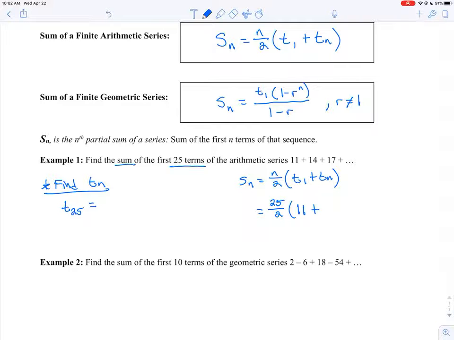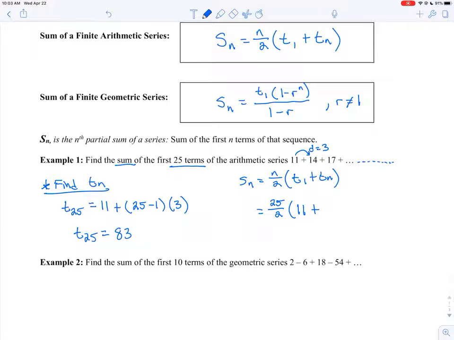We'd say t sub 25 equals t sub 1, which in this case is 11, plus n minus 1, so 25 minus 1, times d. D in this case equals 3, so this would be all times 3 on the outside. We solve that out, obviously doing the 24 times 3 first, and then adding 11 to that. We should get 83. That means that if this kept going and we got to the 25th term, the number in that spot would be an 83.